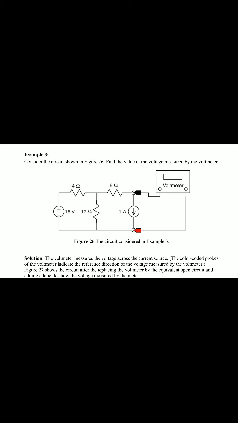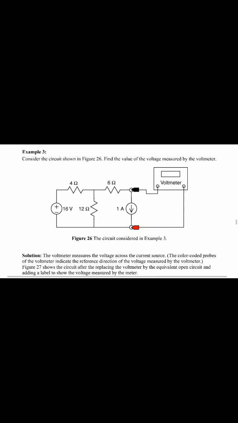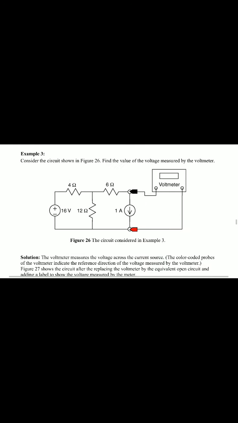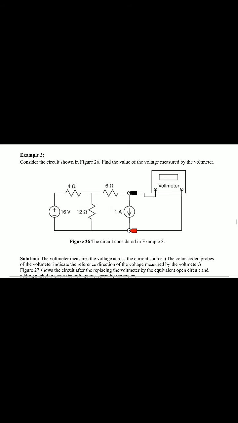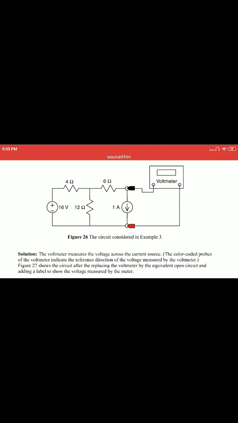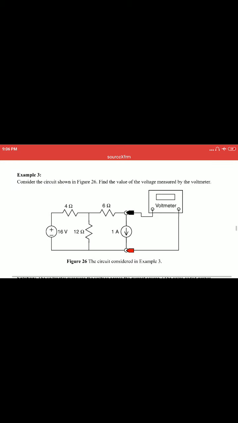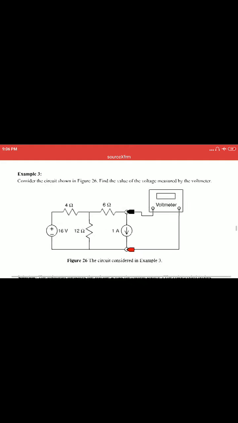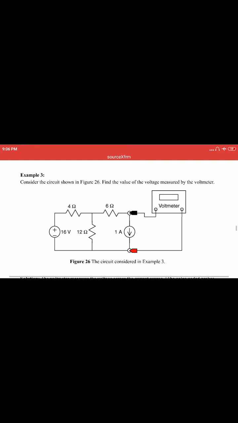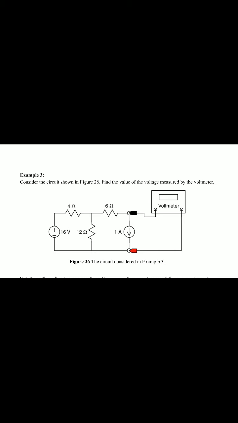Consider example 3. Consider the circuit shown in figure 26. Find the value of the voltage measured by the voltmeter.